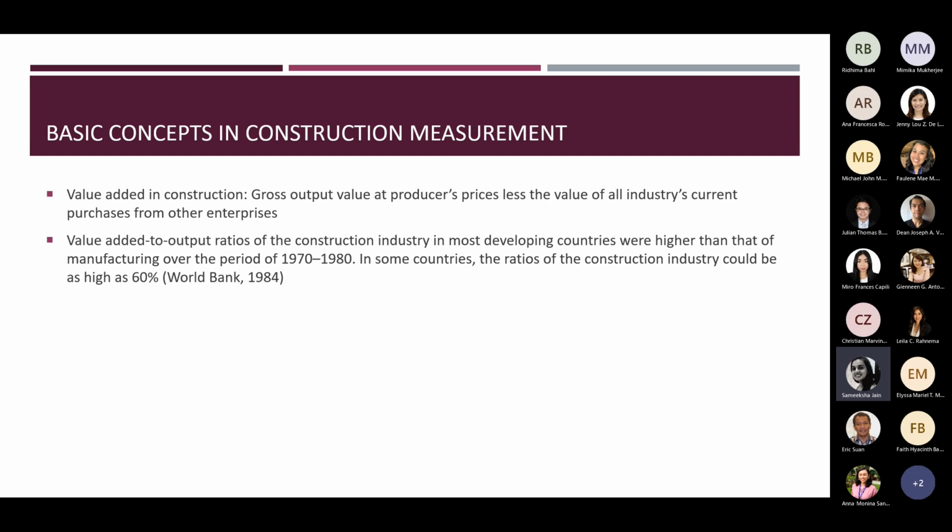It's also interesting to know that if we look at the value added to output ratios of the construction industry, in most developing countries, it's seen that they were higher than that of the manufacturing sector as well, particularly in the period of 1970 to 80. In fact, in some of the countries, the ratios of the construction industry could be as high as 60%, according to a World Bank report.